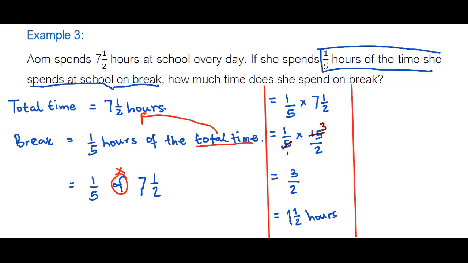You understand that? She spends 1.5 hours on break. Is that okay? Okay. So we are going to look at another example.